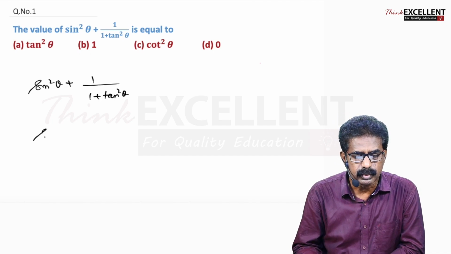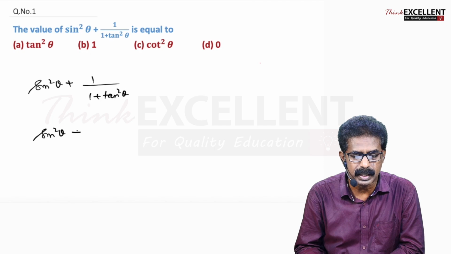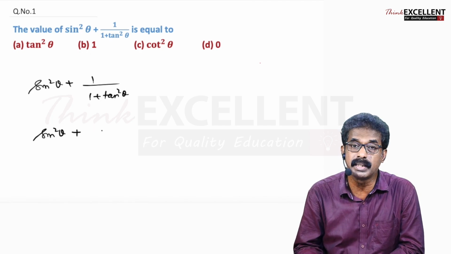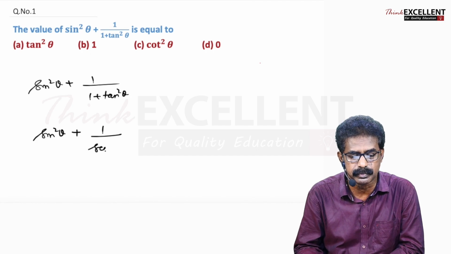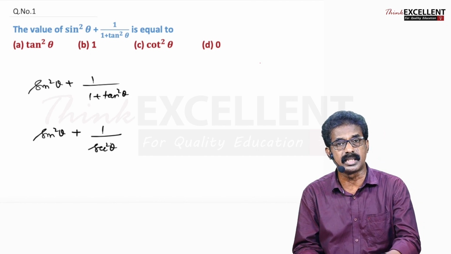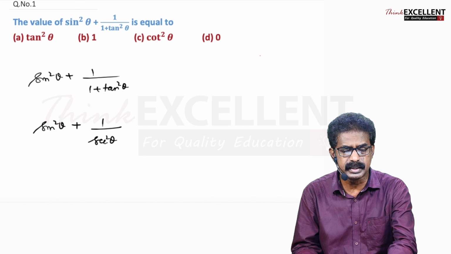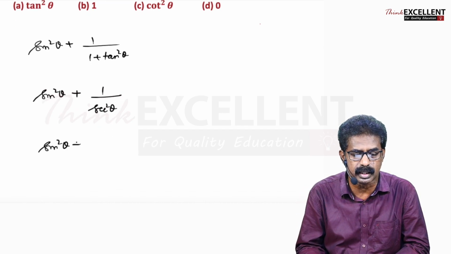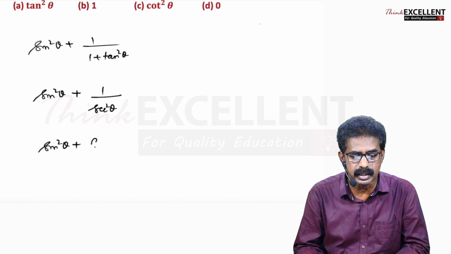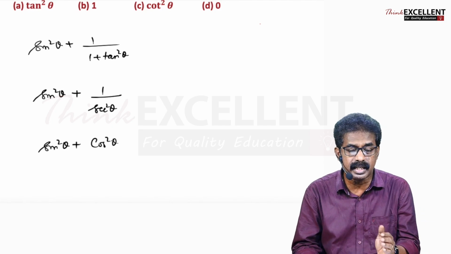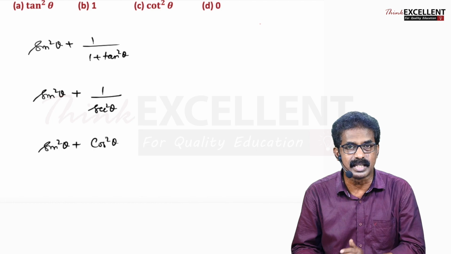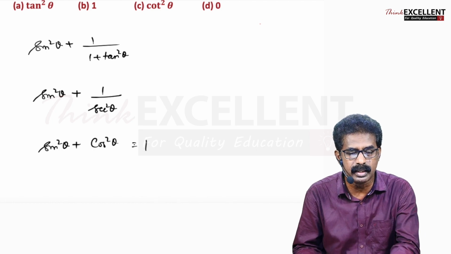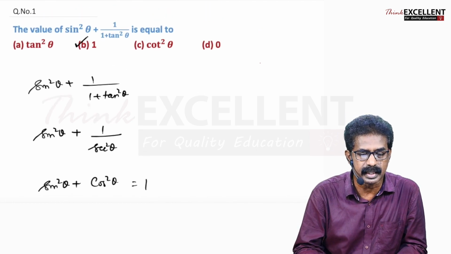First I am writing sine square theta as it is plus 1 by 1 plus tan square theta. 1 by 1 plus tan square theta is 1 by secant square theta. Secant is a reciprocal of cos. So 1 by secant square theta is the same as cos square theta, right? So you are getting sine square theta plus cos square theta. Now the first identity, sine square theta plus cos square theta, the answer is 1. So the correct option is the second one.